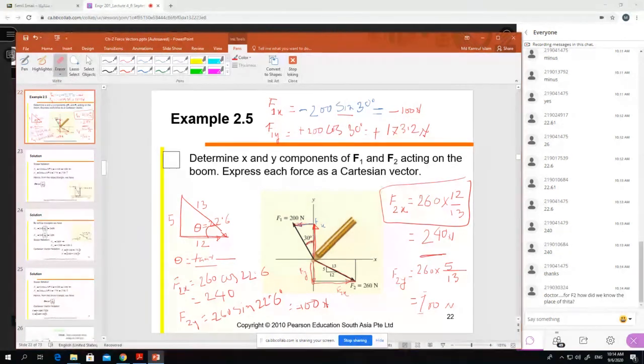Doctor, for F2, how did we know the place of theta? Okay, good question. I just choose it. Look, I just choose it. You don't need to know, I just choose it. If you want, you can select this one, no problem, up to you. I say it is theta.